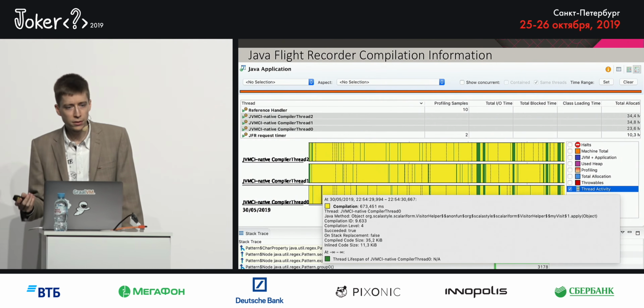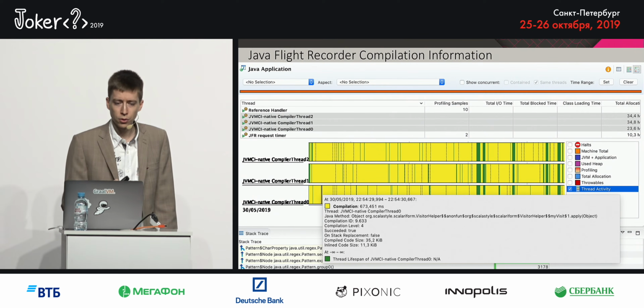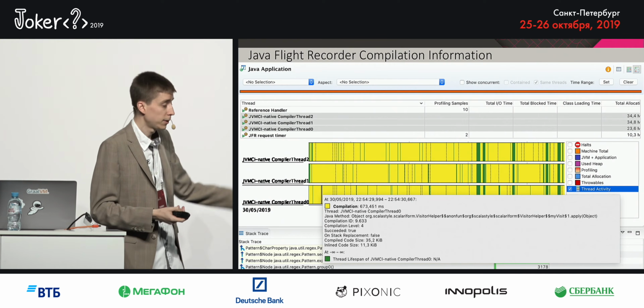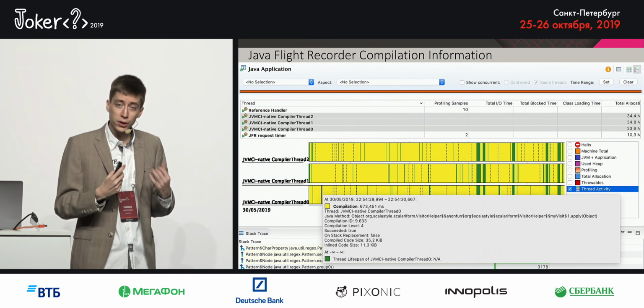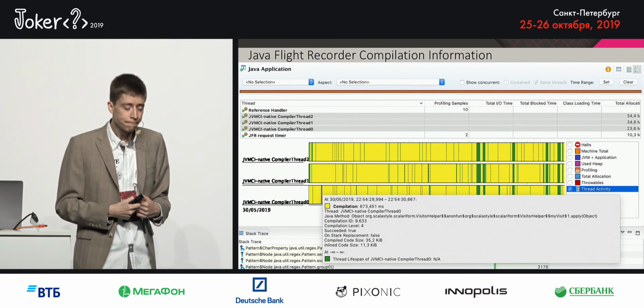For performance measurements, one of the things you're always interested in is Java Flight Recorder information. Java Flight Recorder, in this case, displayed in Mission Control. We now have a version of VisualVM as well that can display Java Flight Recorder information.